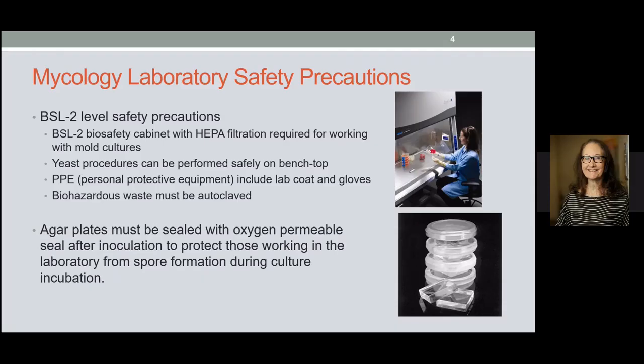Agar plates are usually used in most mycology laboratories these days, and when you use plates, you must seal them with an oxygen permeable seal, as shown in the picture on the right, when you're plating for fungal culture. This is to protect the laboratory workers from any spore formation that could occur from molds growing on the plates.